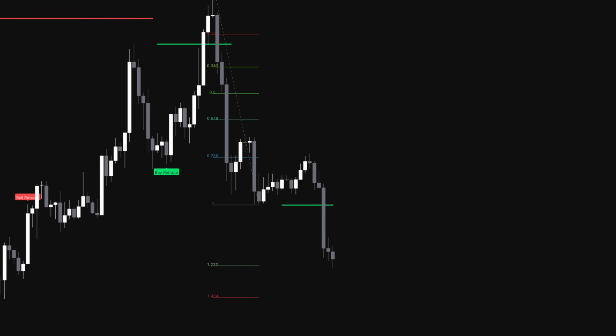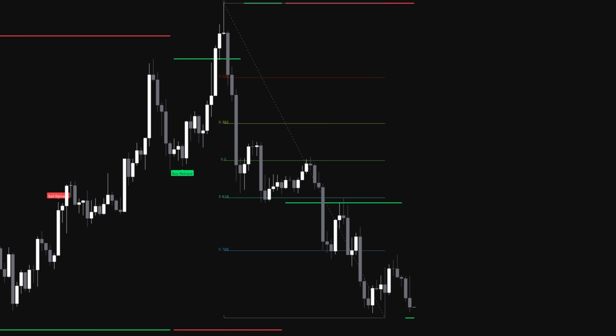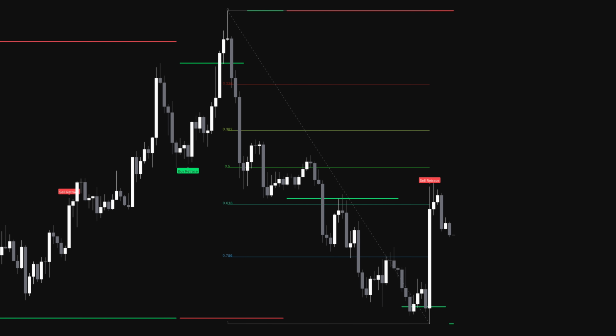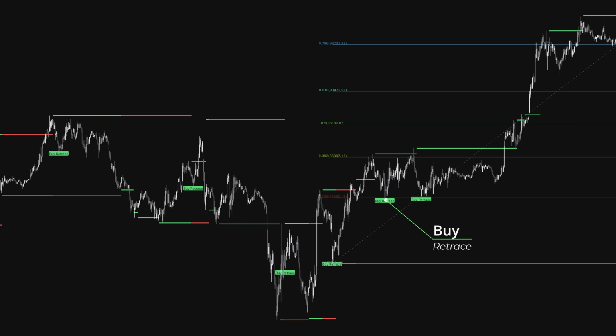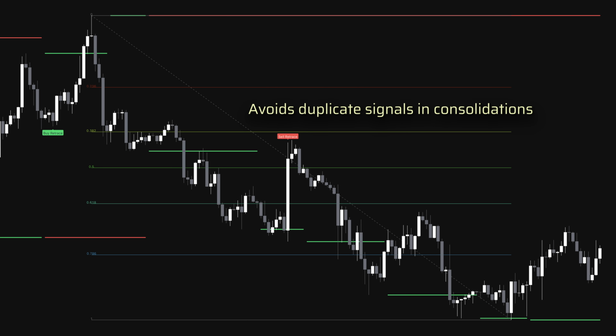The alert mechanism monitors a user-selected retracement level, default 61.8%, and fires signals when price crosses this target following new swing formation. Buy alerts trigger when price retraces down to the level during upswings, while sell alerts activate on retracements up during downswings. The logic ensures only the first touch after swing confirmation generates alerts.